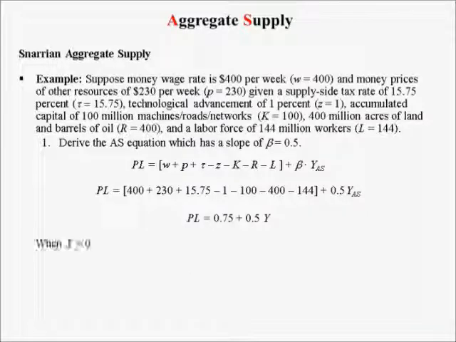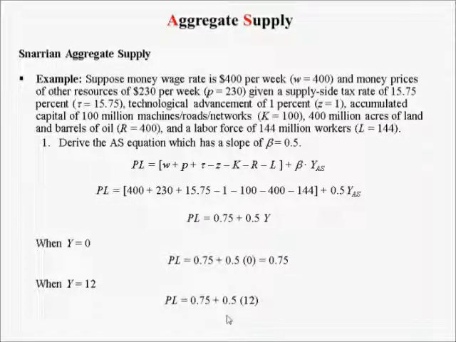Now, if real GDP is 0, the price level must be what? 0.75. It's not very large at all. When real GDP is $12 trillion, the price level is, well, half of 12 is 6. 6 plus 0.75 is 6.75.